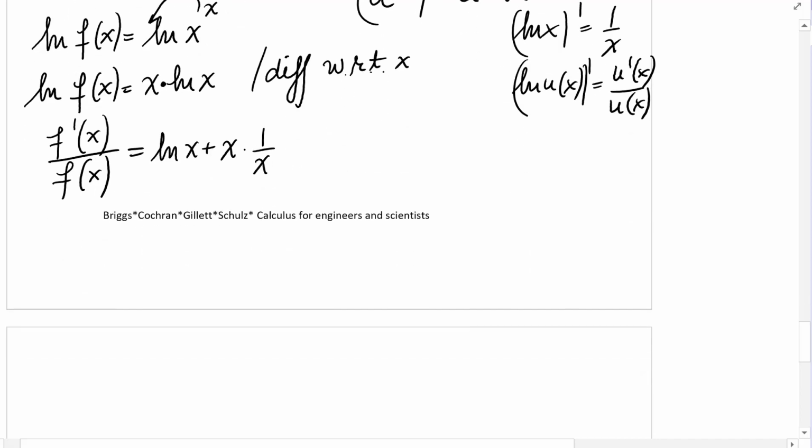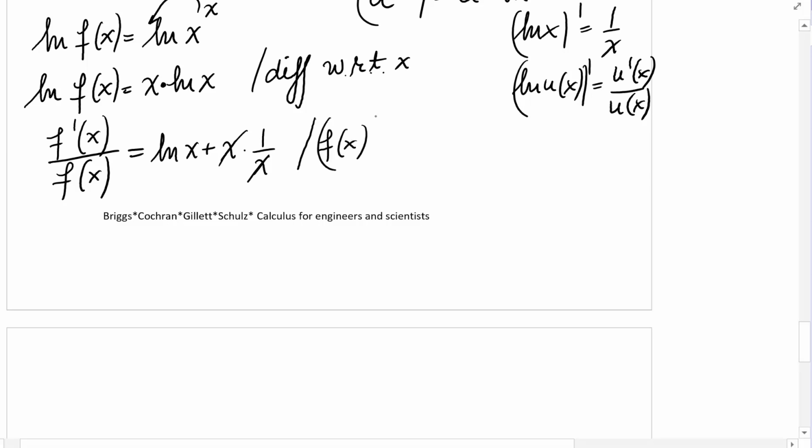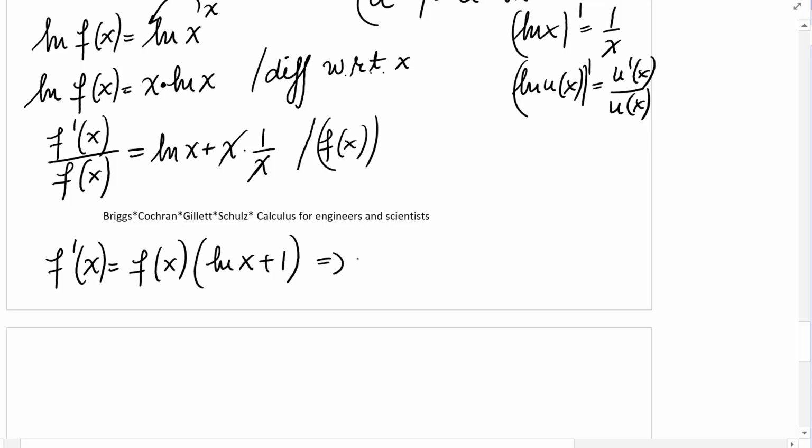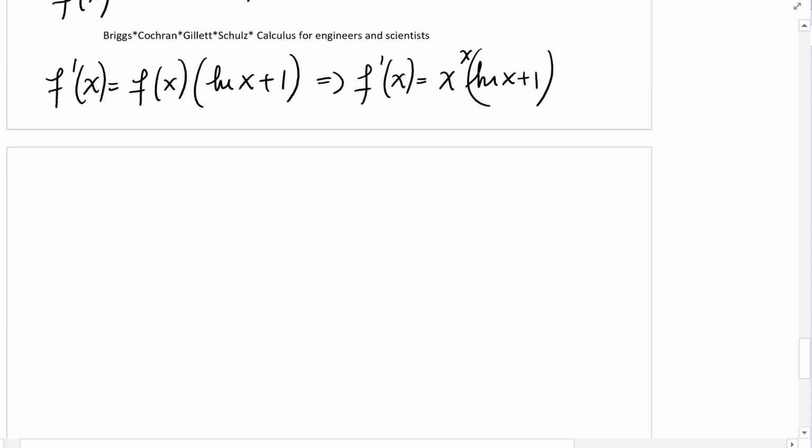plus x not prime, and ln of x prime, which is 1 over x. So we end up with f prime of x over f of x equals ln of x plus 1. If we multiply both sides by f of x, we end up with f prime of x equals f of x times ln of x plus 1. But we know f of x, so f prime of x is x to the x times ln of x plus 1. And this is the answer using logarithmic differentiation.